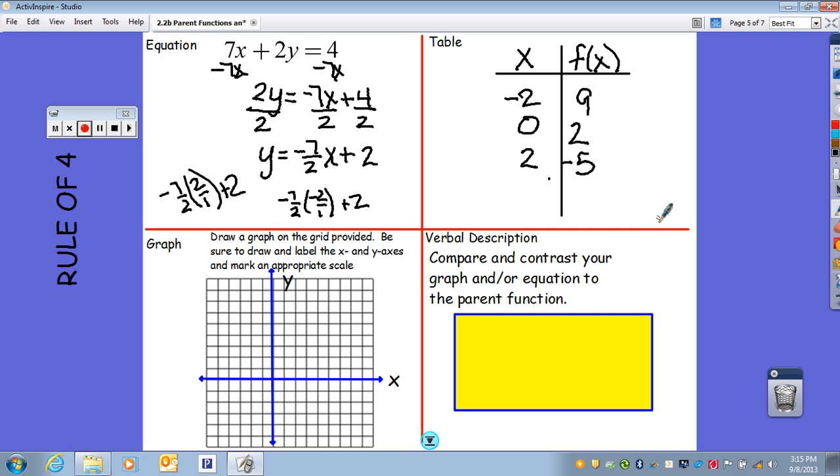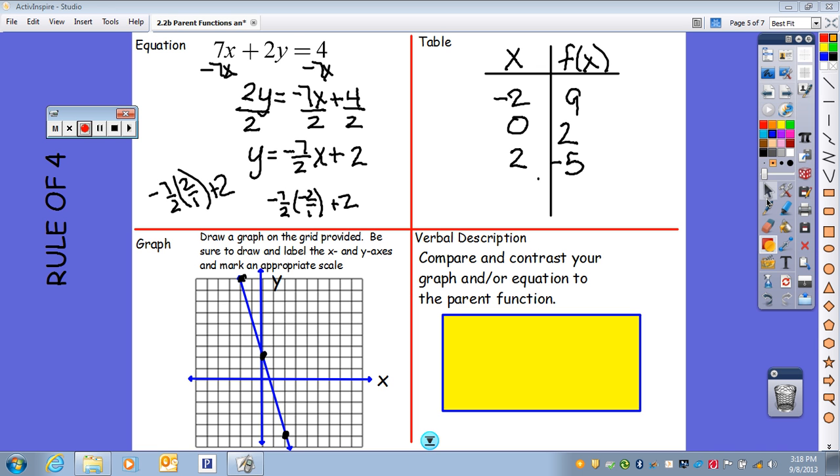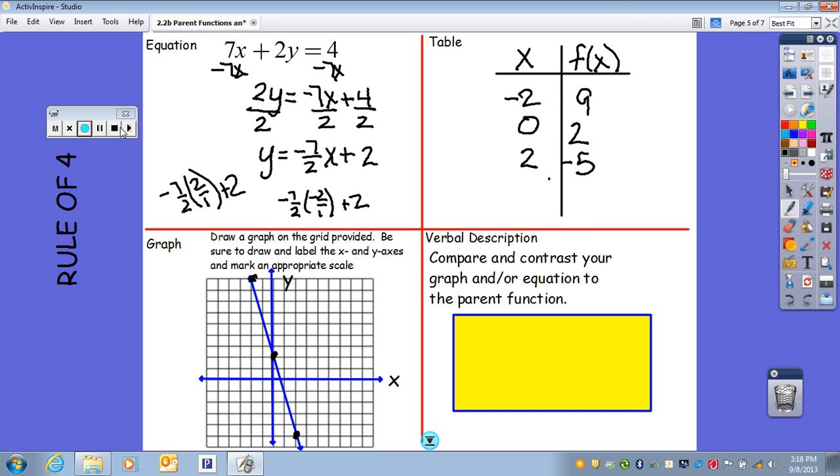Alright, so we want to graph these 3 points on the coordinate plane. Here are the 3 points graphed on the coordinate plane. Now we're going to draw our line to connect them. We've drawn a line to connect the 3 points together, and now we need to compare our new graph to our parent function. Remember that our parent function is y equals x, where our slope is 1 and the y-intercept is at the origin 0, 0.